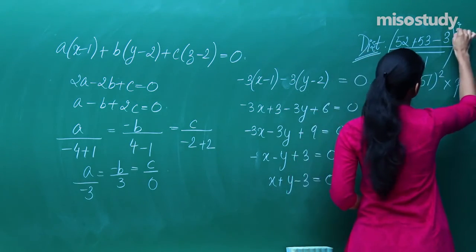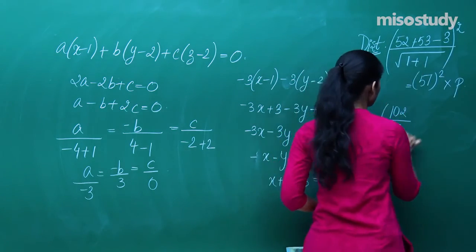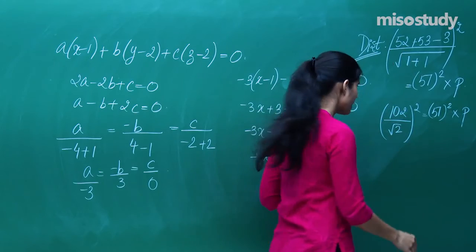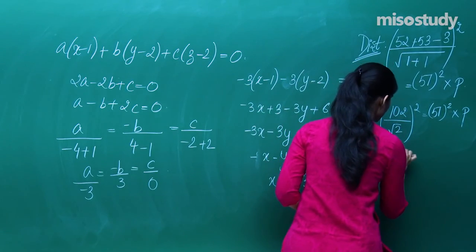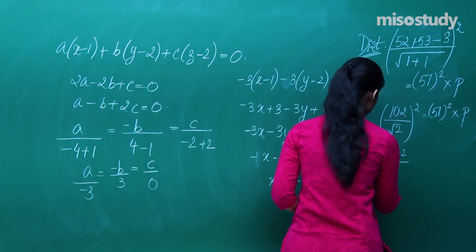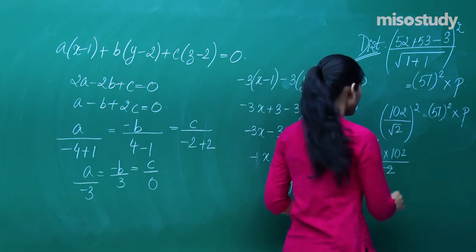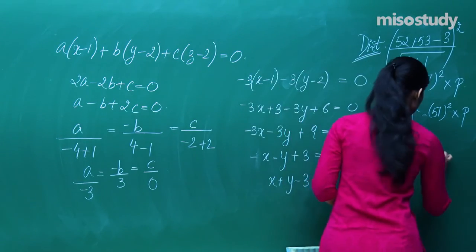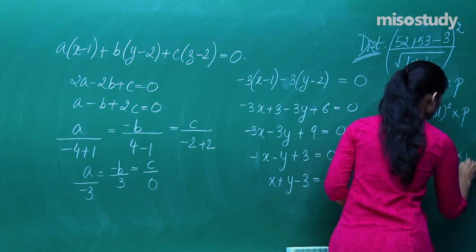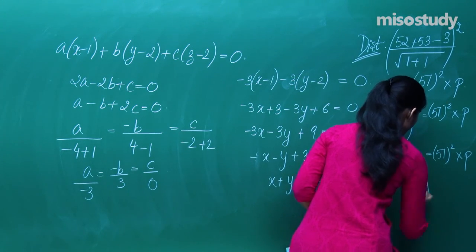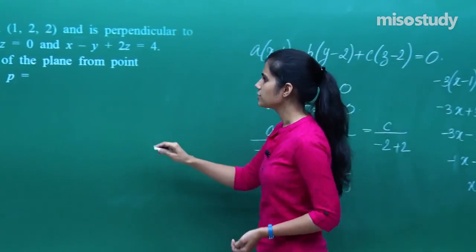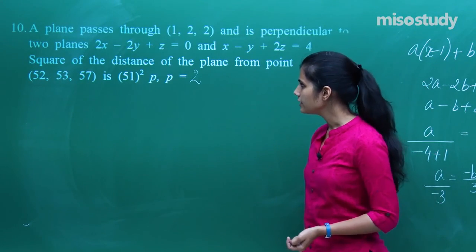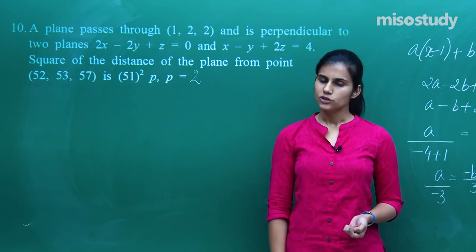Its square is basically given to you as this quantity. So what is the square of this? It is 102 into 102 upon 2. This gives you what? This is 51, and this can be written as 51 into 2. 51 into 2 is 102. So this basically is 51 square into P. So P is going to come out to be 2. So your value of P is 2. It is for P equals 2 that the square of distance of this plane from 52, 53, 57 is 51 square into P. So practice these questions very nicely.